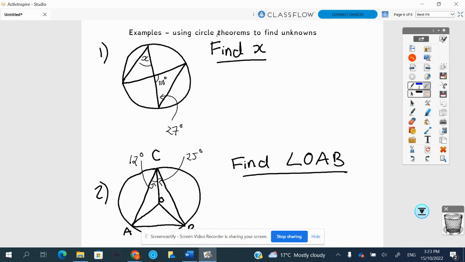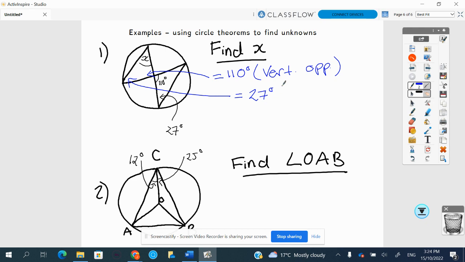So now let's have a go at a few examples of using these circle theorems to find unknowns. In this question, we're asked to find x, and we have been given some information over here. Now we know that this angle here is going to be equal to 110 degrees because it is a vertically opposite angle to this one, which is 110 degrees. And we know that this angle here is going to be equal to 27 degrees.